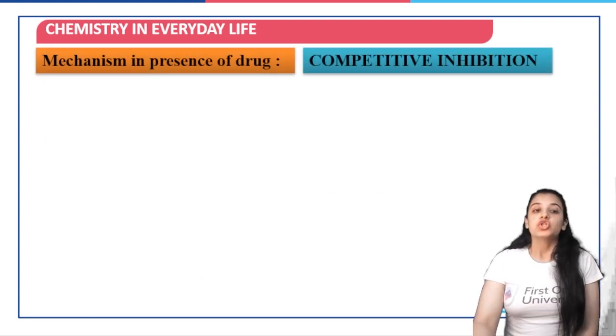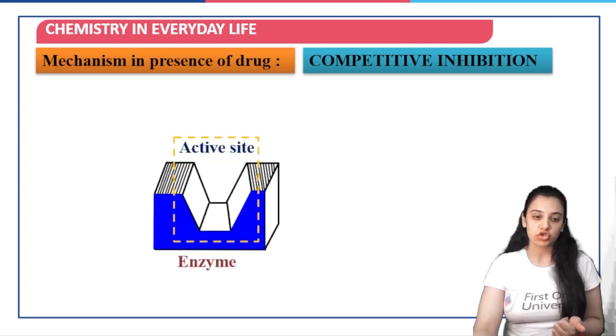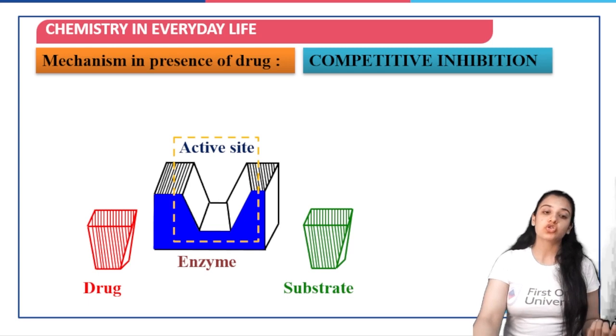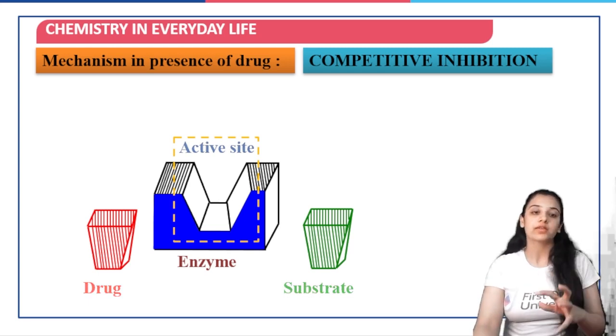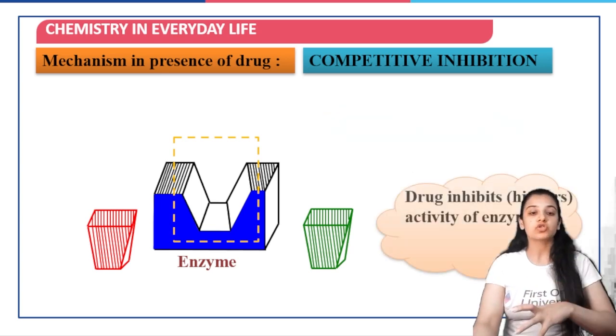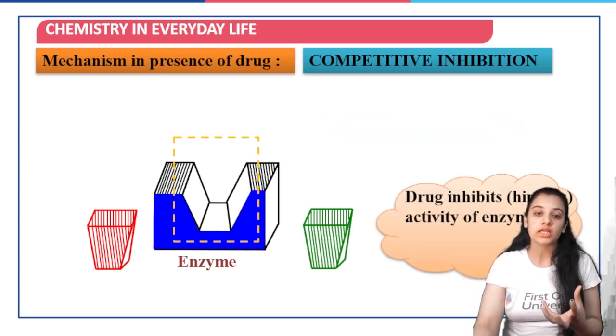Now, what happens to the mechanism in the presence of a drug? Let us first talk about competitive inhibition. If we have the active site of the enzyme and a substrate, and there is a drug which is very similar in shape to the active site of the enzyme, there is a competition between the drug and the substrate as to who is going to bind the active site of the enzyme first.